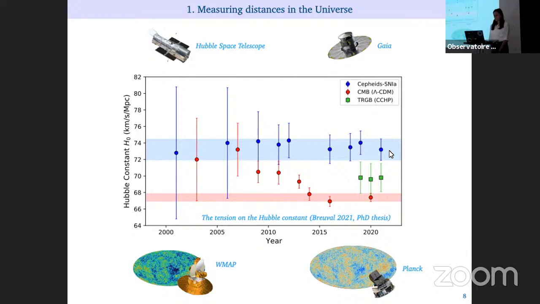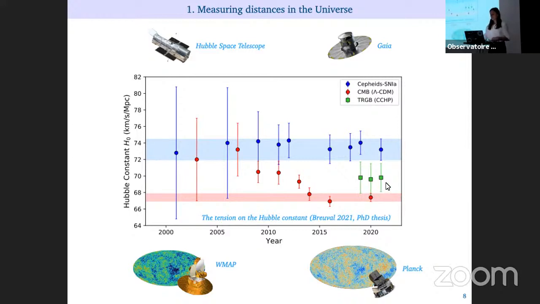The second method, represented in red, is from the temperature fluctuations in the cosmic microwave background. It was observed by Planck, and this method is based on the standard cosmological model, which is also called the lambda CDM model. And it gives a lower value of 67. So today, the difference between the late measurement in blue and the early measurement in red is what we call the Hubble tension. It's about 4 sigma.